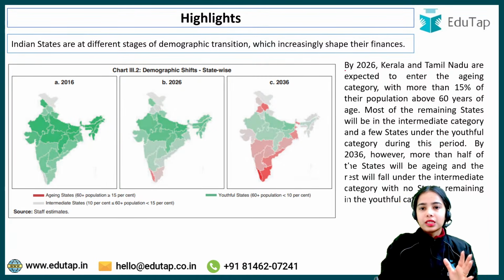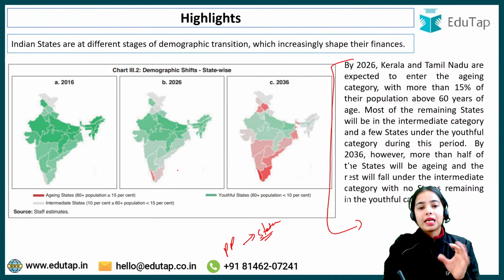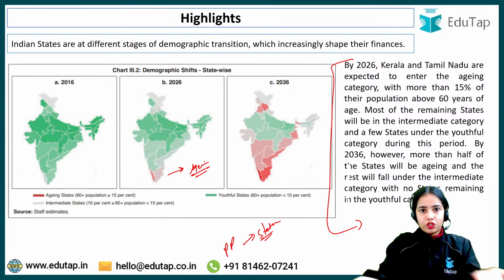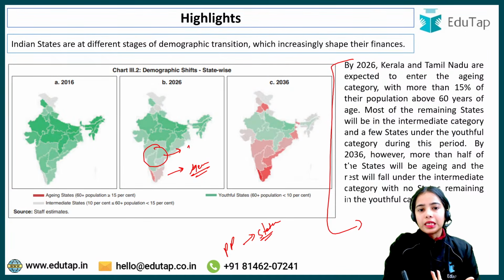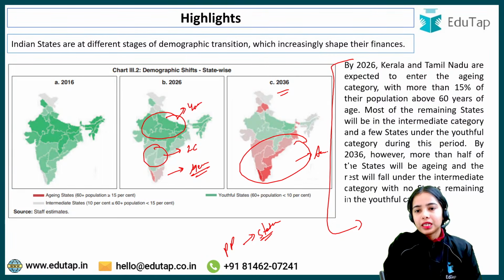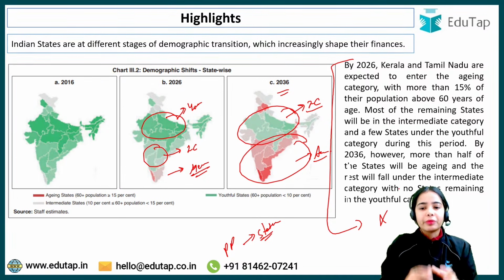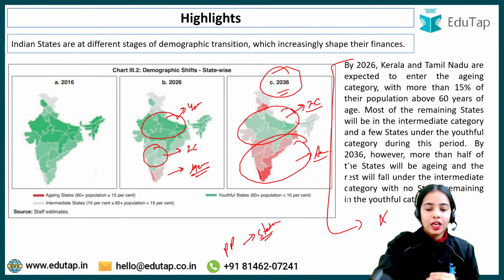Got it? So these are the changing population patterns in different states. In different states, the population structure is changing, and in some states, the aging has already started or is going to start in the short term. While some states are in the intermediate category, and other states are in the youthful category. But if we see for the long term, a lot of states will be in the aging category, and the other states will be in the intermediate category, with no state remaining in the youthful category by 2036. So this is the idea.